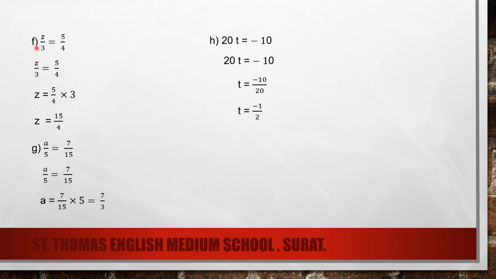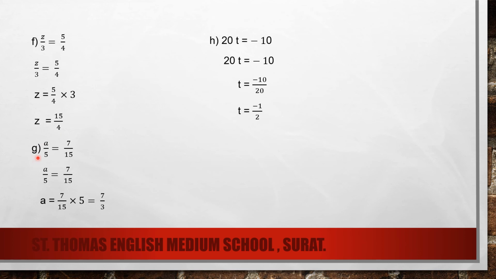Question number F, Z by 3 is equal to 5 by 4. Write the question once again. Now, this is division. If it goes here, it becomes multiplication. So, Z is equal to 5 by 4 multiplied by 3. Multiply 5 and 3. 5 3s are 15 by 4. Now, 15 is not in the table of 4. So, we cannot cut. So, write as it is. So, Z is equal to 15 by 4.